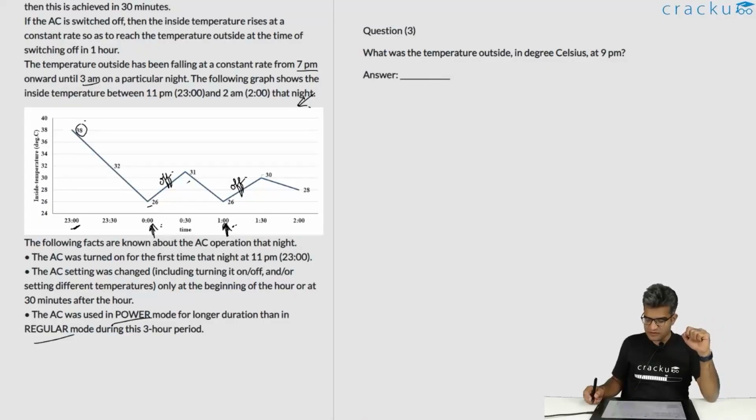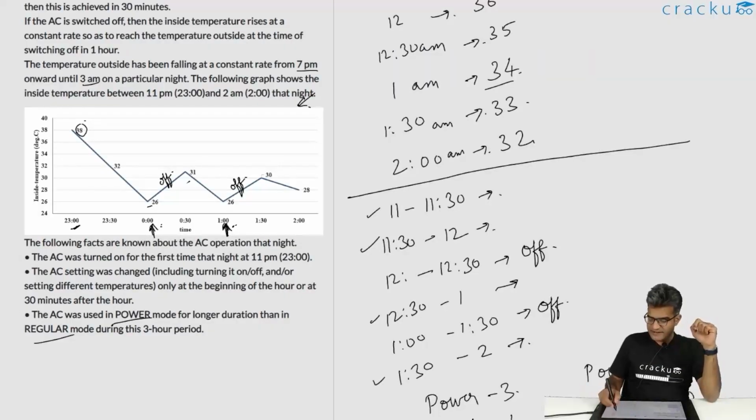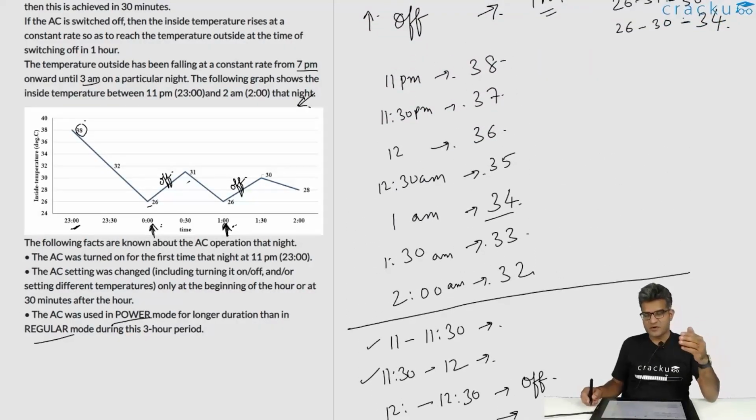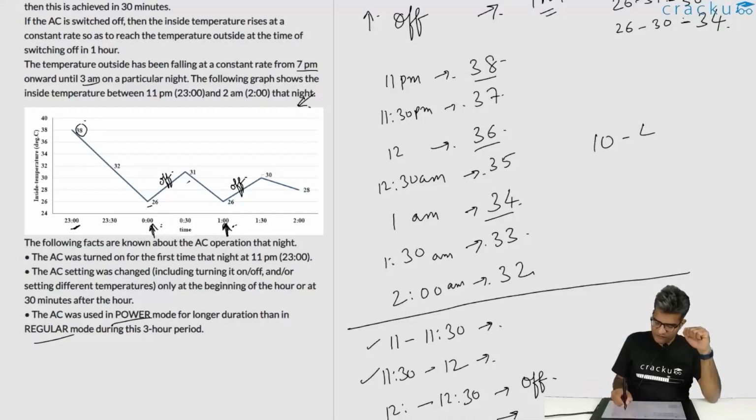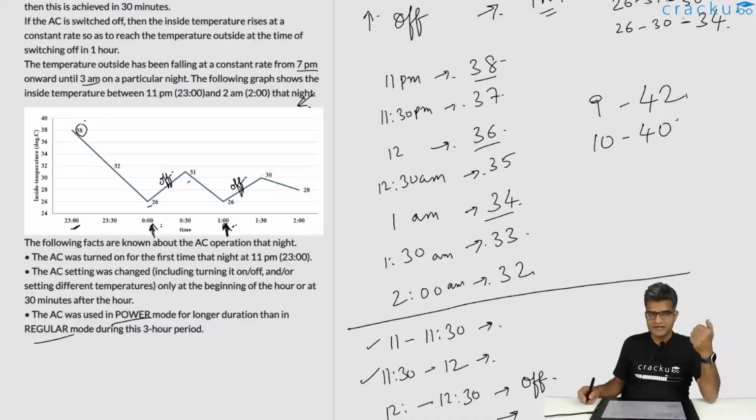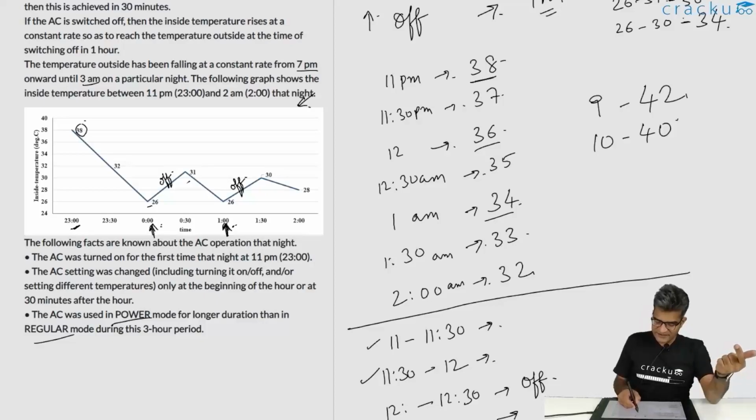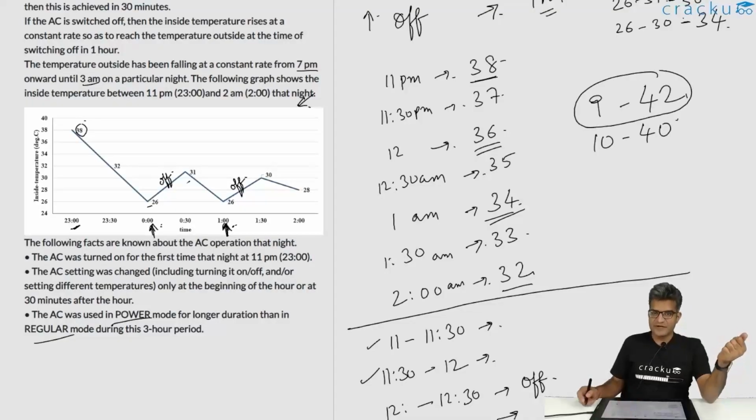What was the temperature outside in degrees centigrade at 9 p.m.? We know that every hour the temperature is going down by 2 degrees. At 12 it is 36, at 11 it is 38, so at 10 it would be 40, and at 9 it would be 42. So 9 it is 42, 10 it is 40, 11 38, 12 36, 1 34 and 2 32. Anyway, the temperature outside at 9 p.m. is 42.